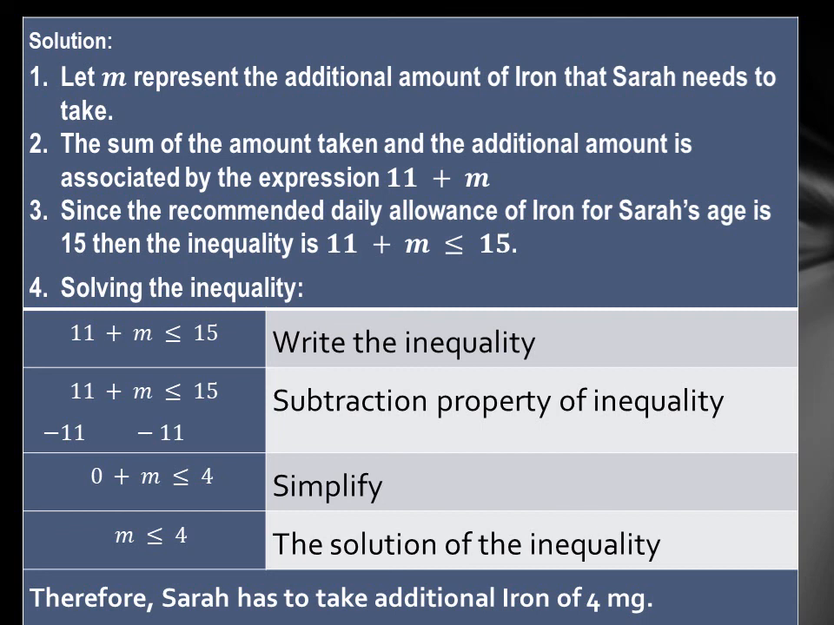Now let's simplify. 11 minus 11 is 0, what is left is m. Then 15 minus 11 is 4. So the solution of that inequality is m is less than or equal to 4. So therefore, Sarah has to take an additional iron of at most 4 milligrams.